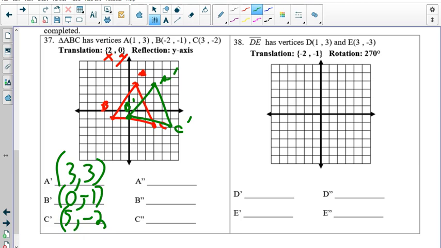Now if you notice, those are all the same as these. We just added 2, so 1 plus 2 is 3, -2 plus 2 is 0, 3 plus 2 is 5. And the y's didn't change. That's another way of doing it.